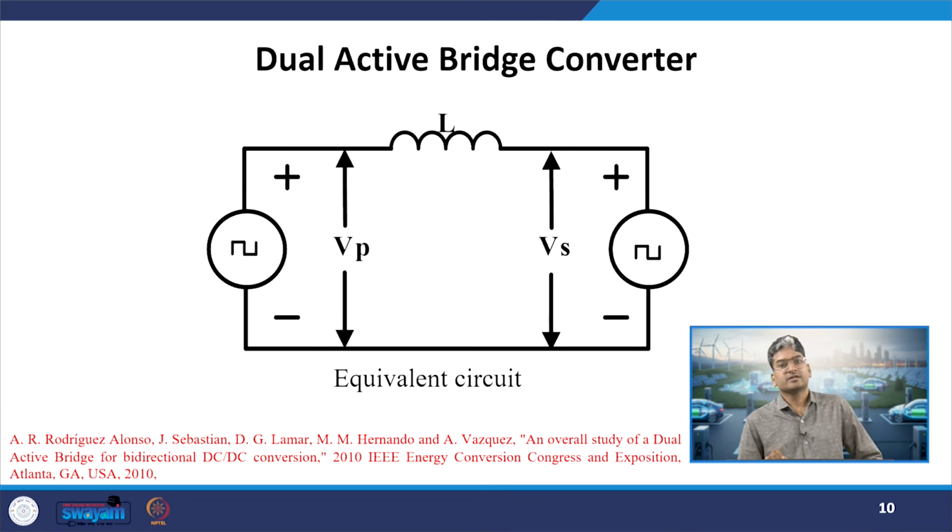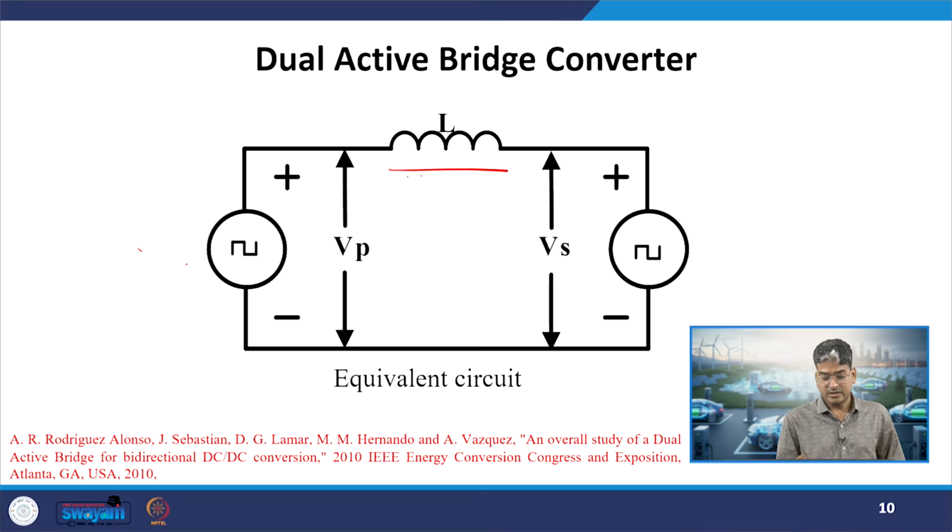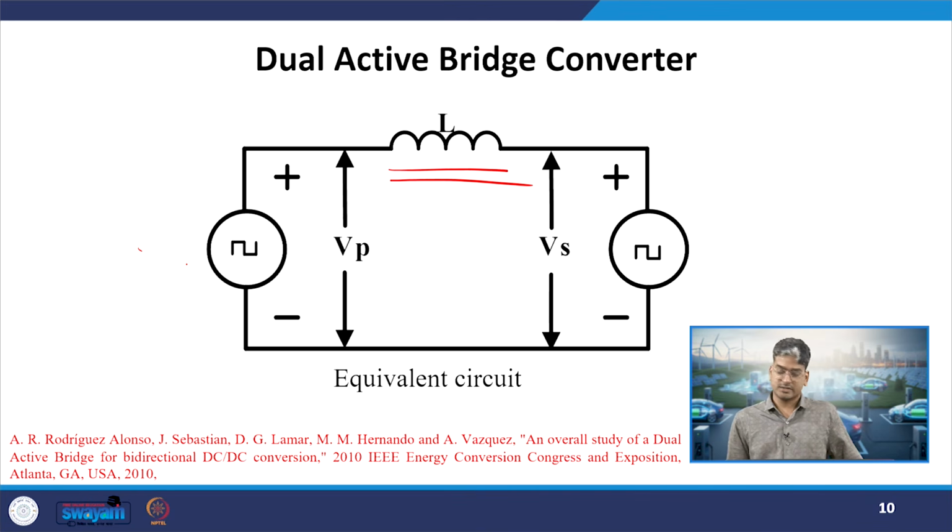So, this is the simplified DAB circuit. We have two controlled AC voltage sources over here, which are generating square waves. They are separated by the inductance, may it be the leakage inductance of the transformer or an external inductor. So, we have an inductor and we have two sources on either side. Now, the power flow will be controlled by controlling the delta value.